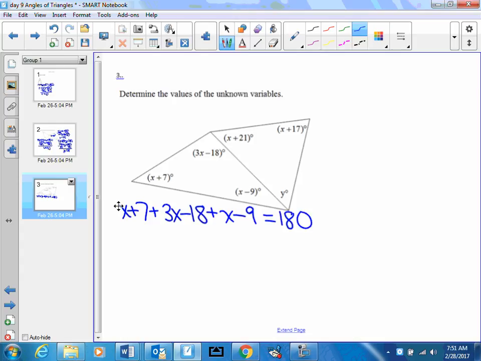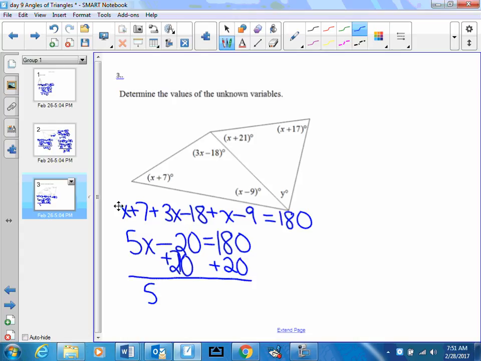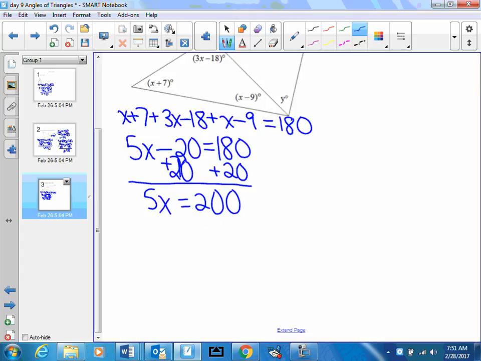X plus 3x plus x becomes 5x. 7 minus 18 is negative 11. Minus 9 becomes minus 20 equals 180. Do my inverse. Add 20. I get 5x equals 200. Then divide by 5. I get x equals 40.